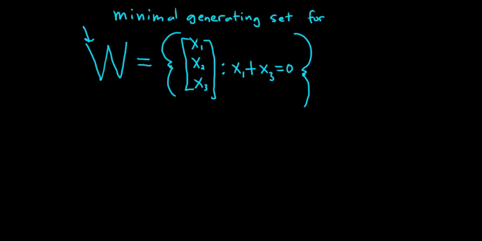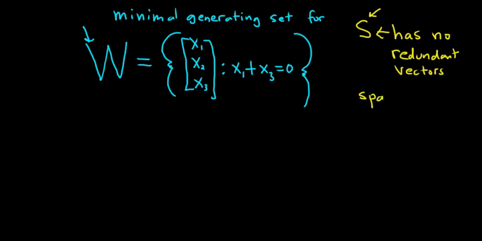So a minimal generating set, we'll call it S, and we'll say it's a minimal generating set if it has no redundant vectors. That means that you can't have some of the vectors in S being linear combinations of the others. And also it means that the span of S, so the set of all linear combinations of S, is equal to W. In other words, S spans W and it has no redundant vectors. And if we have those two things, then we have a minimal generating set for W.